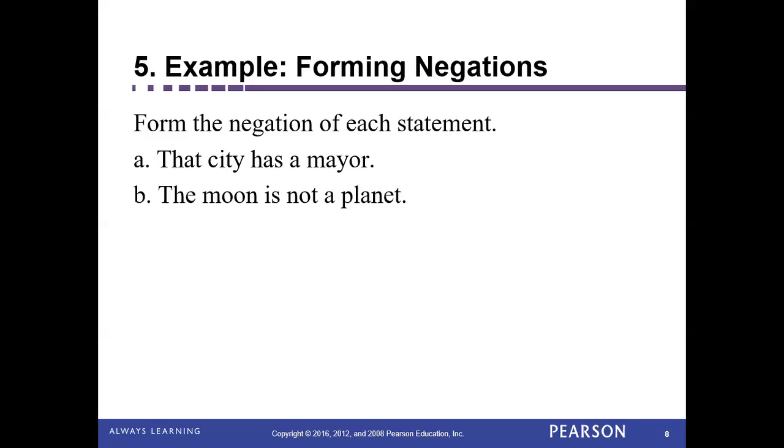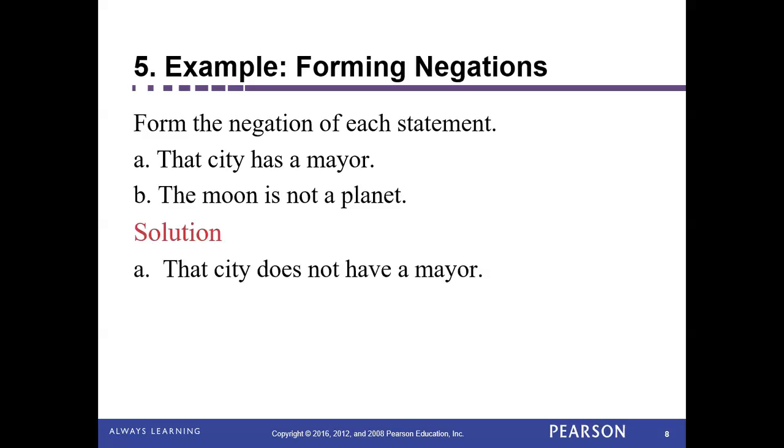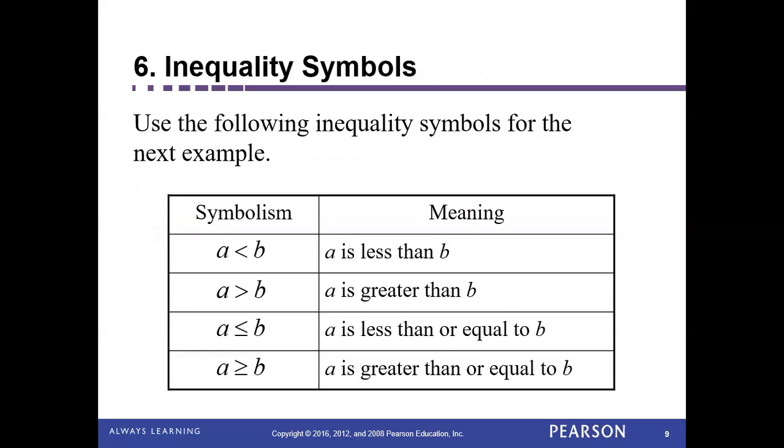Form a negation for each statement. That city has a mayor. So the negation to that would be the city does not have a mayor. The moon is not a planet, so the negation to that is the moon is a planet. You take away the not. So it's the opposite of the true or false statement.